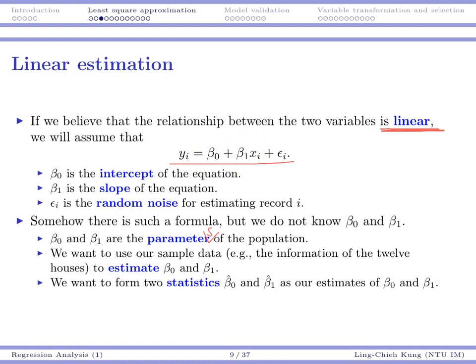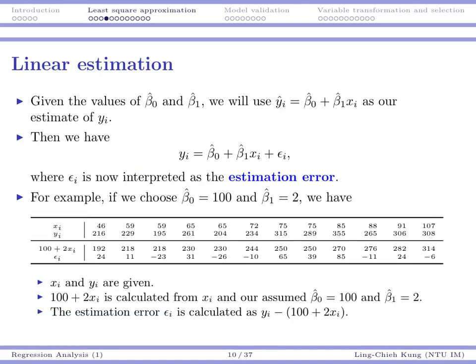How may we combine the simple information we have to form these two numbers? That's our question. Okay, so we know that if we have beta hat 0 and beta hat 1, we will use this formula to be our estimate of yi. We're going to plug in the size into this formula to get our estimation for the price. And then y hat i is called our estimate of yi.